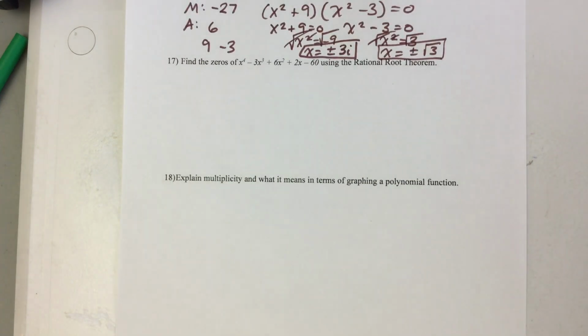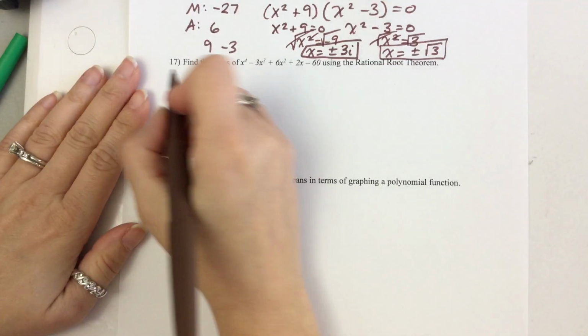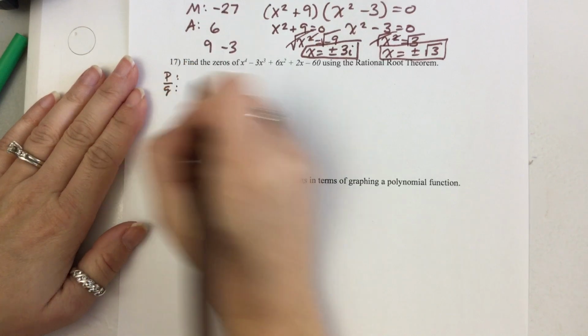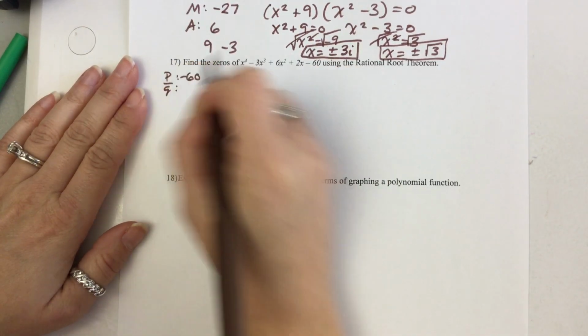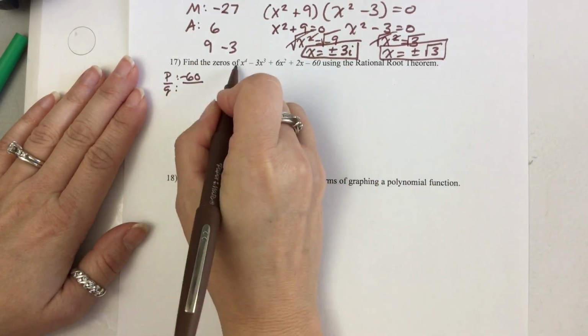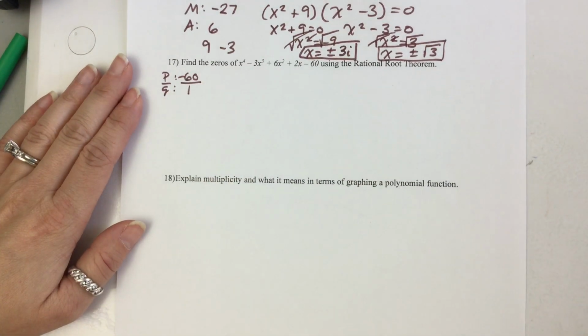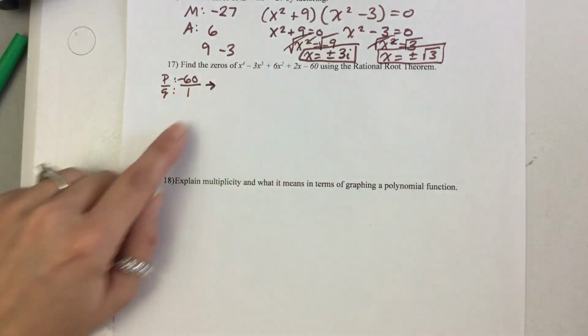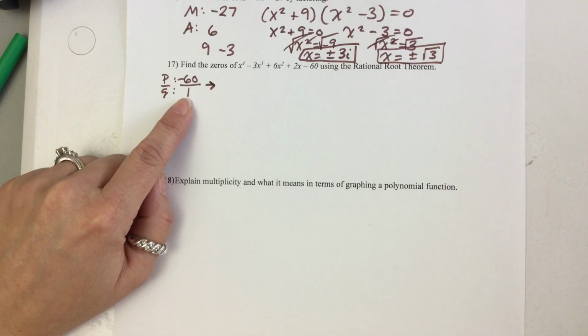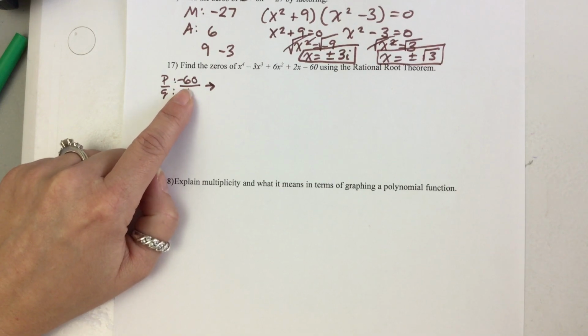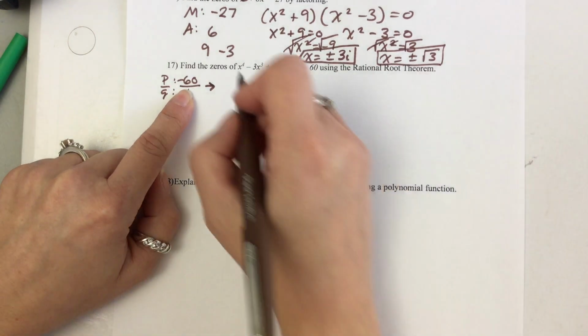Find the zeros using the rational root theorem. Rational root theorem is P over Q. P is the constant at the end, so negative 60. Q is the leading coefficient. Because this is a 1, what I'm doing is finding all of the factors, what I can divide negative 60 by and not get a decimal.